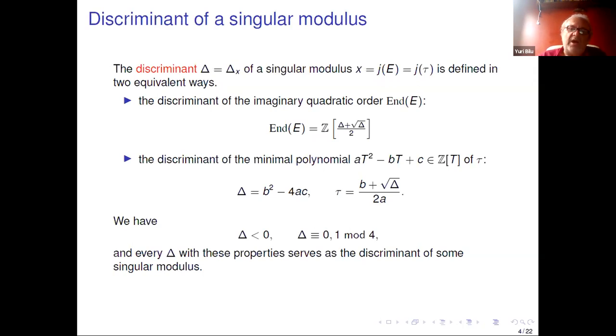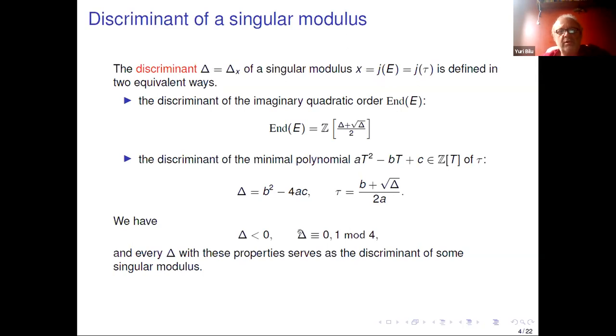Perhaps less conceptual, but more convenient for calculation purposes, is to view the discriminant as the discriminant of a polynomial. This τ is an algebraic number of degree 2, so it has a minimal polynomial. Note that I write the middle coefficient as minus b, not plus b, just because I want to have plus here. The discriminant of this polynomial is the discriminant of the singular modulus. It's easy to see that the two definitions are equivalent. The discriminant is a negative integer congruent to 0 or 1 mod 4, and every such negative integer is the discriminant of some singular modulus.